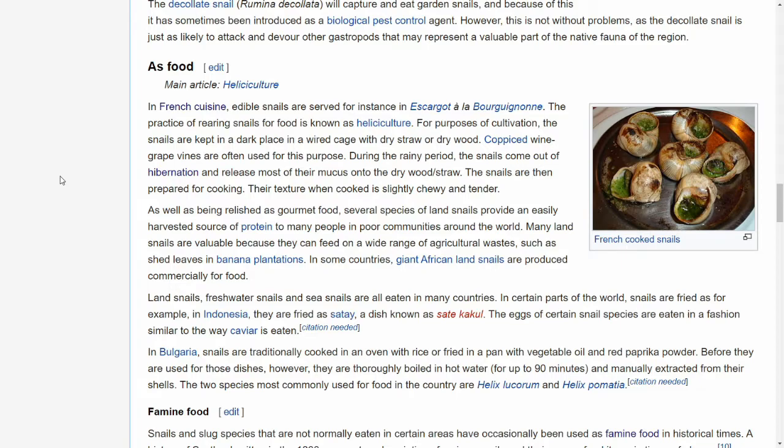As well as being relished as a gourmet food, several species of land snails provide an easily harvested source of protein to many people in poor communities around the world. Many land snails are valuable because they can feed on a wide range of agricultural wastes, such as shed leaves in banana plantations. In some countries, giant African land snails are produced commercially for food. Oh, wow. Land snails, freshwater snails, and sea snails are all eaten in many countries. In certain parts of the world, snails are fried, as for example in Indonesia. They are fried as satay, a dish known as satay kakul. Sounds pretty cool.